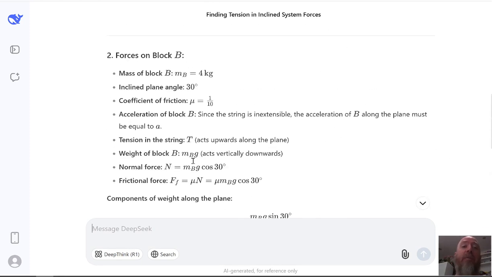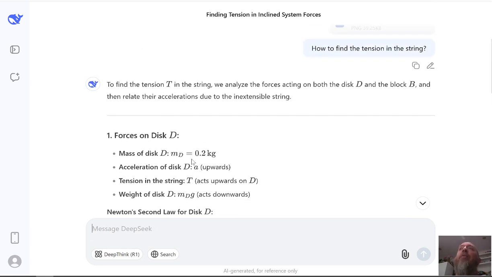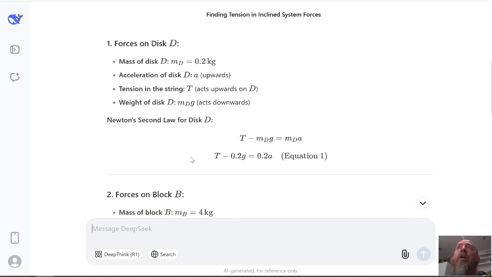Now let's go back up and see: has it got it right first of all? And if it hasn't got it right, we need to tell it it's wrong and make it solve it again. So the mass of the disk, the acceleration of the disk is A upwards, tension in the string, weight of the disk. Now I think there's something wrong with step 1 there, and this is what we have to do. AI is not perfect, but if we're paying attention we can guide it.